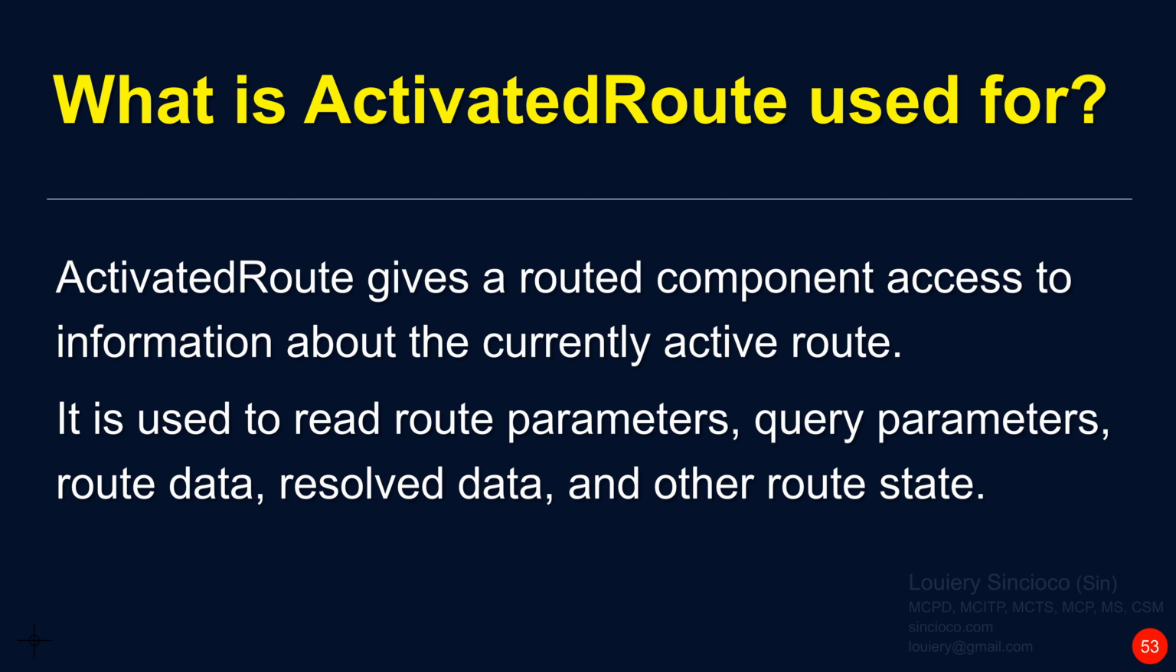What is ActivatedRoute used for? ActivatedRoute gives a routed component access to information about the currently active route. It is used to read route parameters, query parameters, route data, resolve data, and other route state.